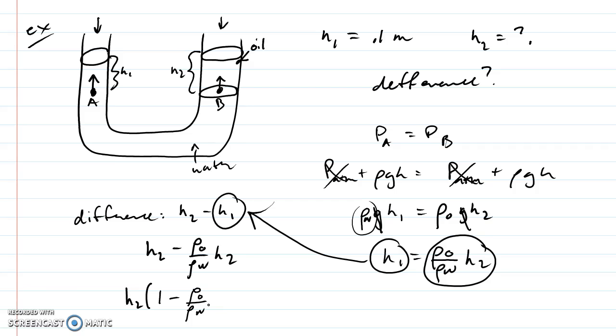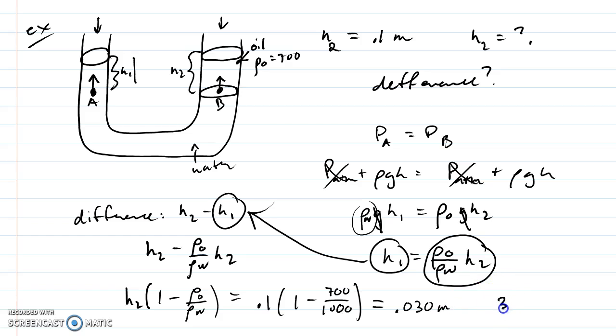Alright, and now, unfortunately, I told you that this is H1. This is actually H2 up here. So sorry about that. We have H2, and we're trying to find the height of how much the water would go up over here. So, plugging things in here, let's say the oil has a rho of 700. We would write H2, which is 0.1 times 1 minus 700 all over 1,000. And that will get us the difference, which is going to be 0.030 meters, or about 3 centimeters.